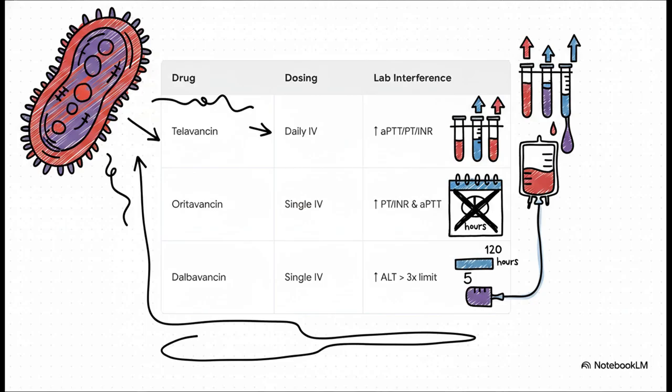The absolute most crucial point here for the NAPLEX is understanding their lab interferences. Check this out. Telavancin can falsely elevate APTT, PT, and INR. But, and this is a massive pearl, it does not actually increase bleeding risk. It's literally just a lab interference. Oritavancin takes this a step further. It can falsely elevate APTT for up to 120 hours. Because of this interference, IV unfractionated heparin is strictly contraindicated for 120 hours, which is 5 full days, after an oritavancin dose. Lastly, notice the dosing. Oritavancin and dalbavancin have extremely long half-lives, which is actually super convenient because it allows for single-dose IV regimens.